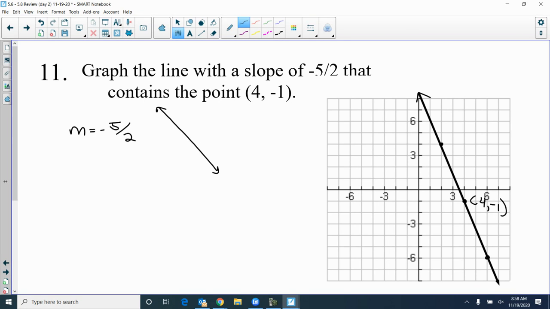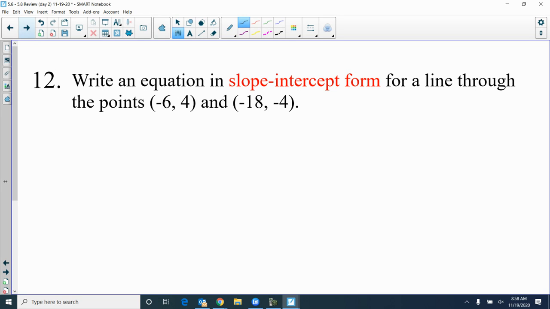All right, look at 12. Okay, write an equation in slope-intercept form. All right, when you see that, what goes through your mind? Jalen, do you know what slope-intercept form is? That's fine. Just say it. Don't know, don't remember. Evan?